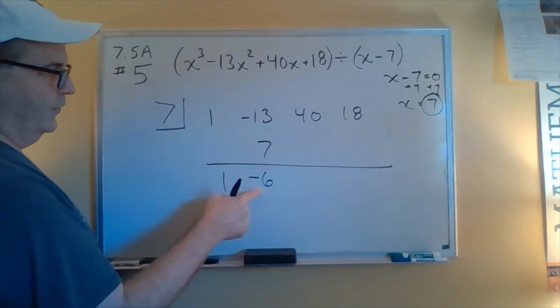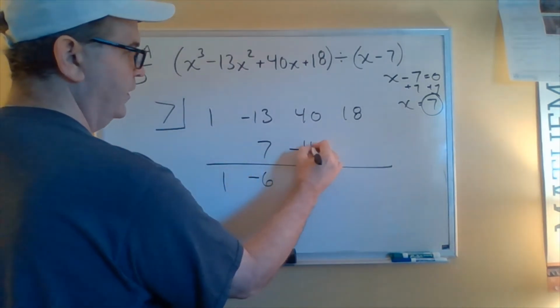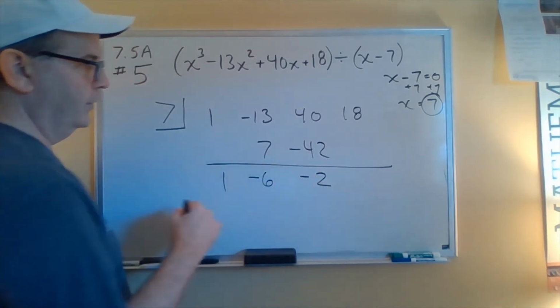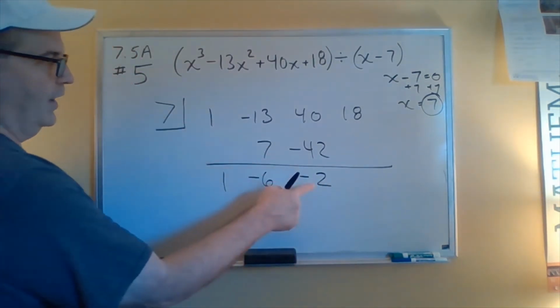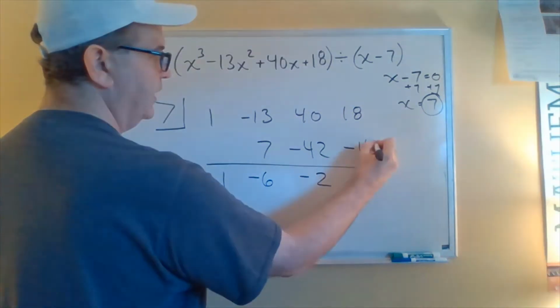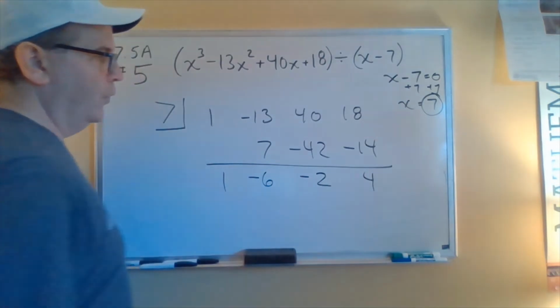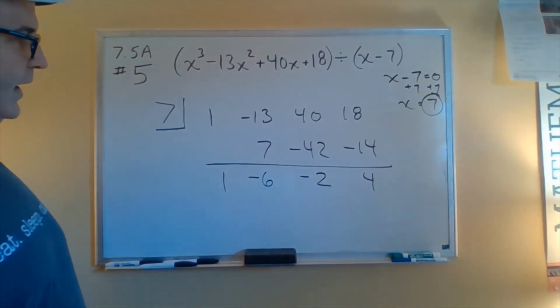7 times negative 6 is negative 42. 40 plus negative 42 is negative 2. Finally, I'm going to multiply 7 times negative 2. That gives me negative 14. And when I add this column, 18 plus negative 14 is 4. So here are the coefficients of my answer.